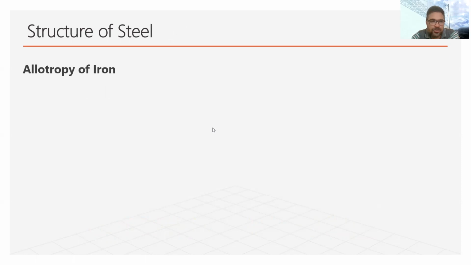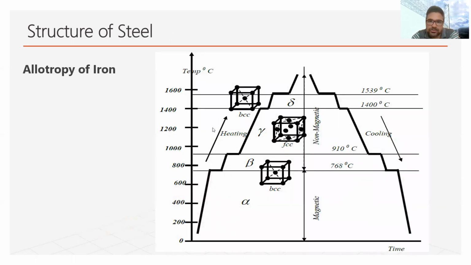So this allotropy of iron basically depends on the temperature. I will show you the graph. Here, as you can see in the graph of allotropy of iron, iron remains as ferrite up to a temperature of 910 degrees Celsius.